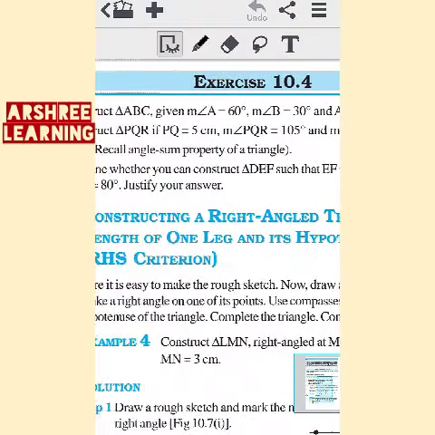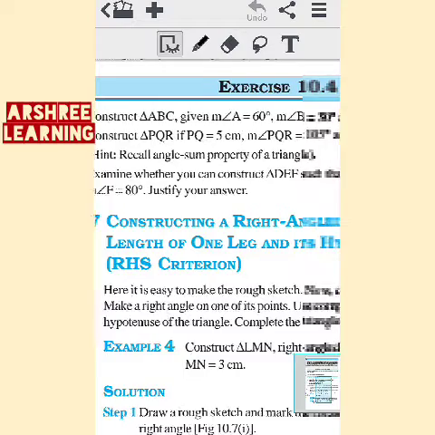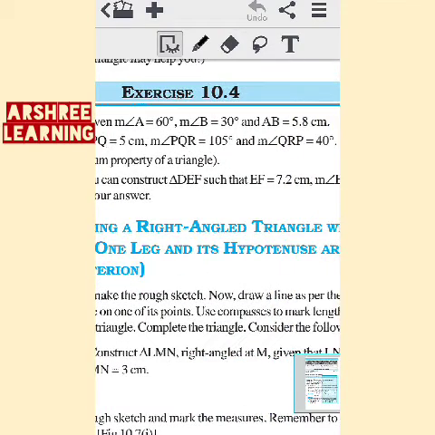In the same way, question number 2: you have to construct triangle PQR in which one side is given 5 centimeter, one angle is 105 and angle QRP is equal to 40 degrees. So here also you will first make the line PQ, then you will construct 105 degree with the help of a compass, and 40 degree will be made with the help of a protractor. Where the two angles meet, the triangle will be complete.